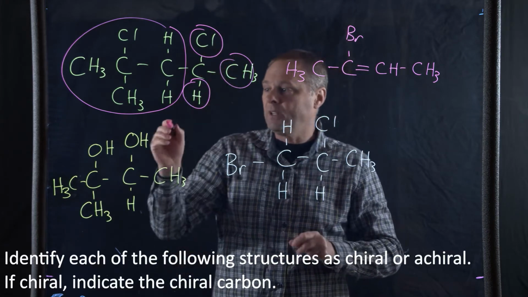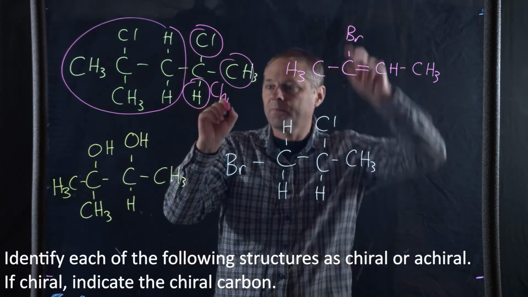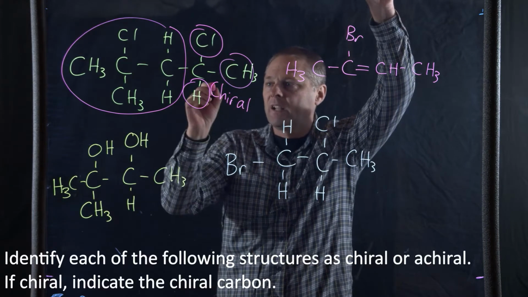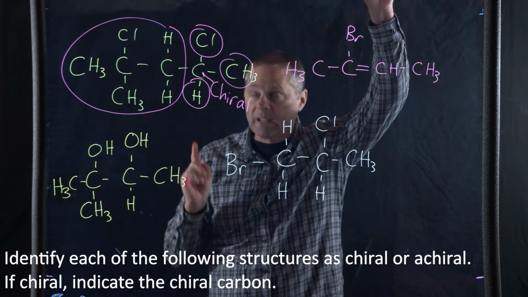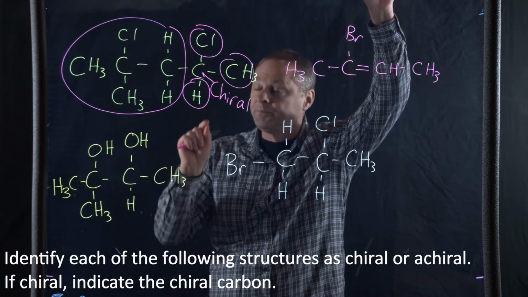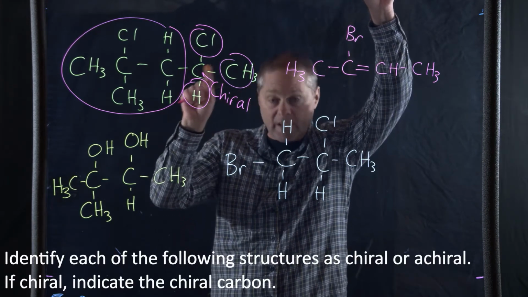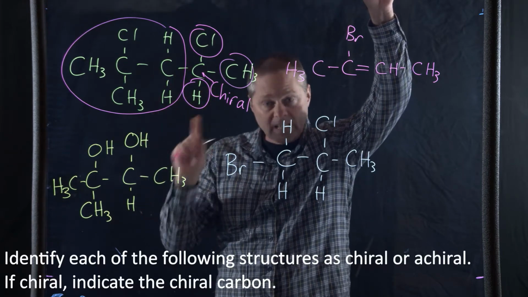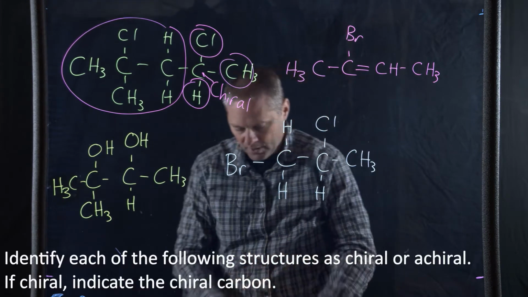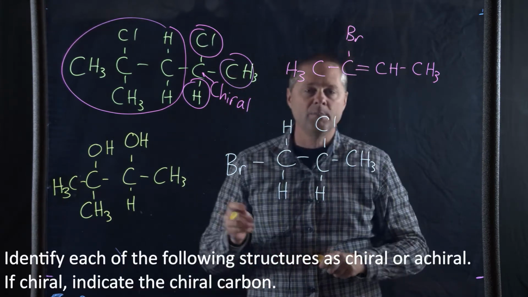So this carbon here is chiral. That carbon there is going to be the chiral carbon. We have a lot of C's. Sorry. So this is going to be the chiral carbon, and so thus the entire molecule is chiral. All right. Let's move on to the next molecule here.